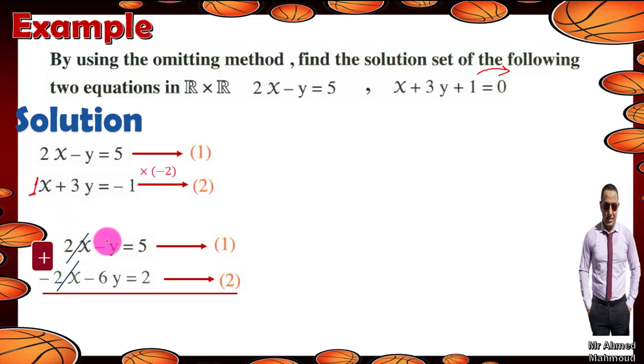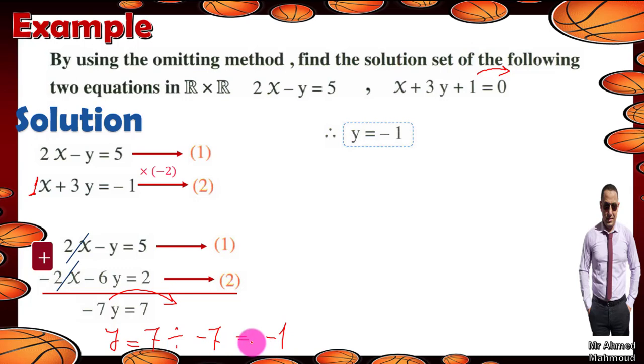Here, negative 1 plus negative 6 equals negative 7, and 5 plus 2 equals 7, like this. Okay, now I'm going to send negative 7 to the right side, divided, so y equals 7 divided by negative 7 equals negative 1. So y equals negative 1.